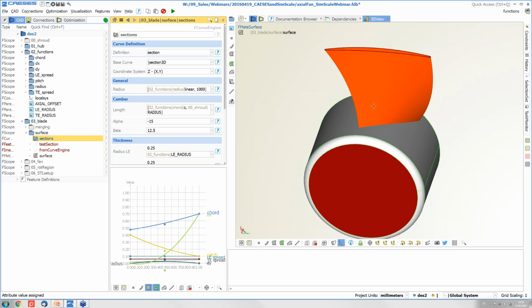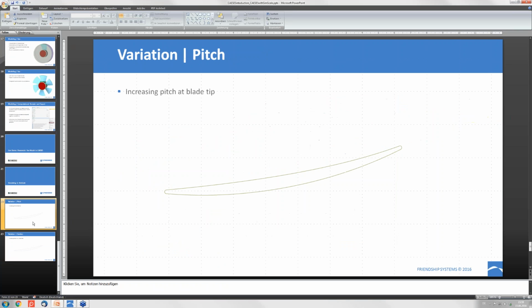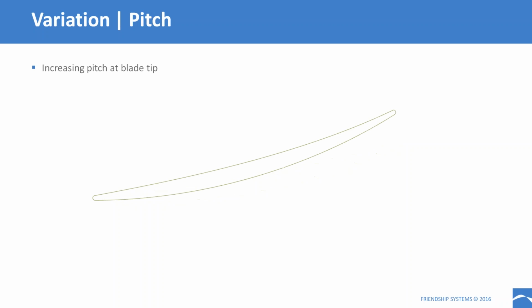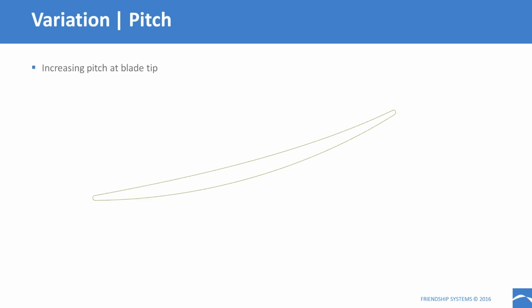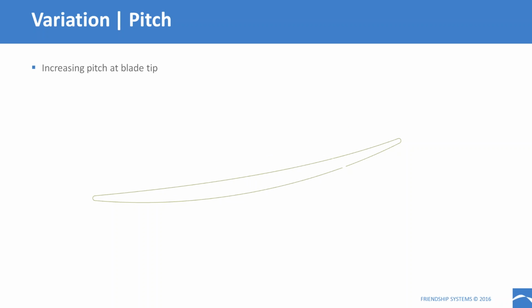Then, since these are constant values, so not controlled by functions, these will change the camber throughout the complete span of the blade. I have two slides here just because it's a bit difficult to see these changes in the 3D model. They're not very pronounced, but here I have just one section of the blade at the tip.